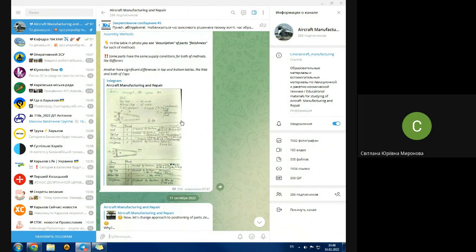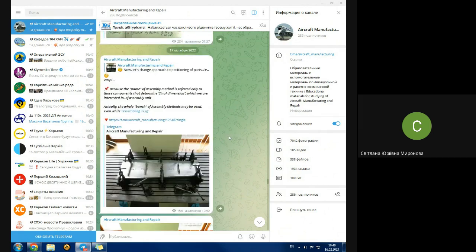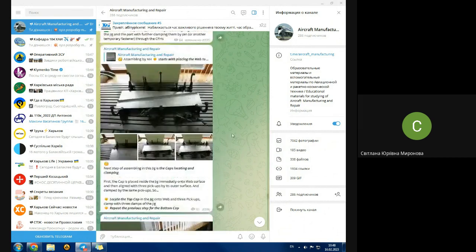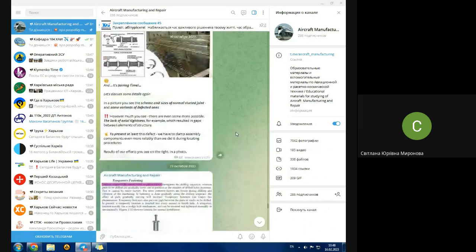Remove parts from the jig, unjoin the parts from each other, and clean the parts from flashes, by metal brush, by filer, whatever. If you read the explanation, I hope you read all those things already. Sorry that I'm blinking here.